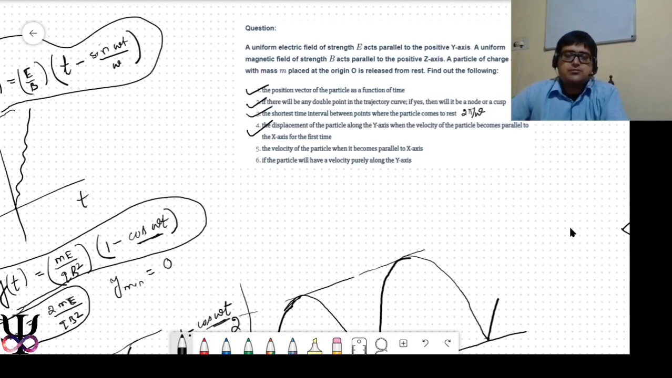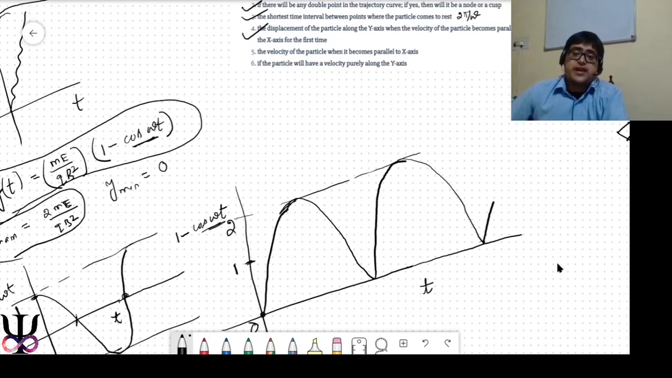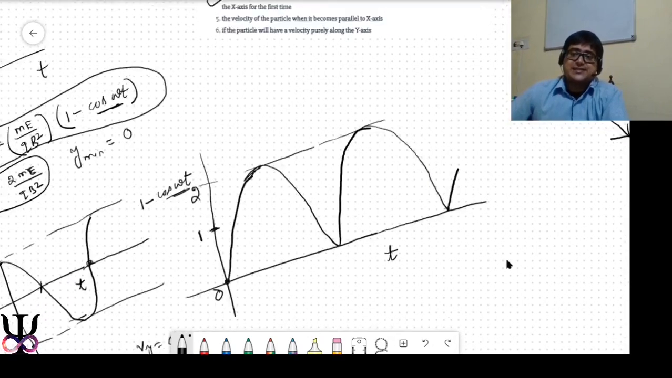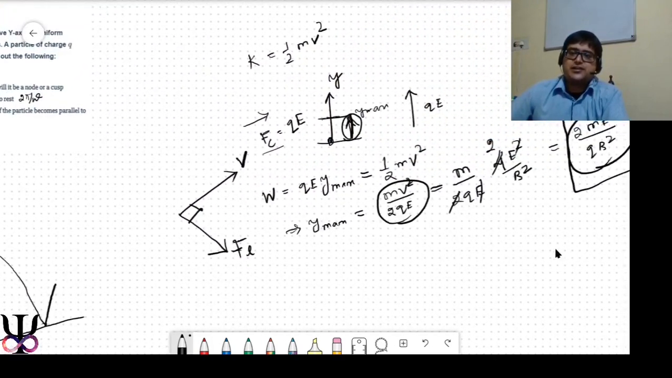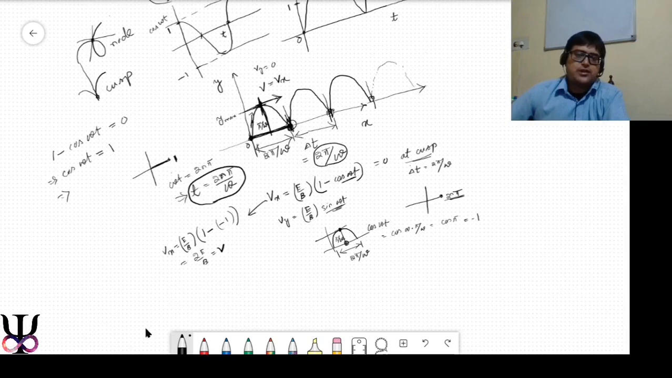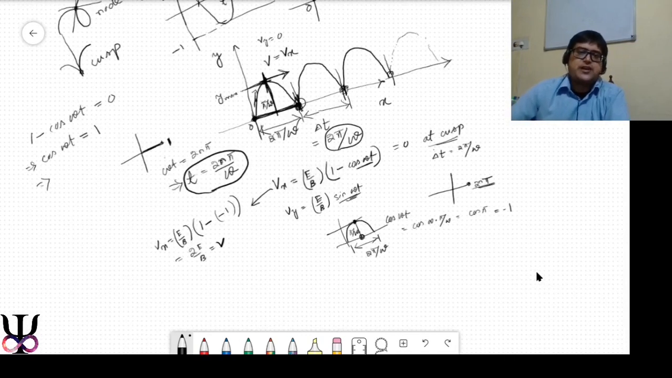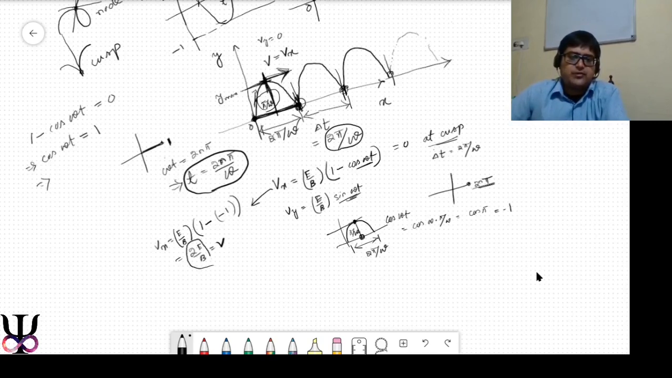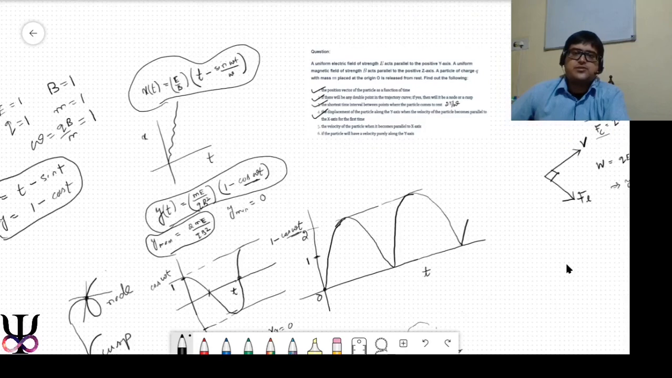Part 5 is the velocity of the particle when it becomes parallel to the x-axis. Well, that's pretty simple; we just did it. Let's go back to the bottom. Here we have found it out. So vx, when the velocity becomes parallel to the x-axis, happens at pi by omega, and we have plugged that into the equation of vx, and we found this as 2E by B. So that is the answer to part 5.